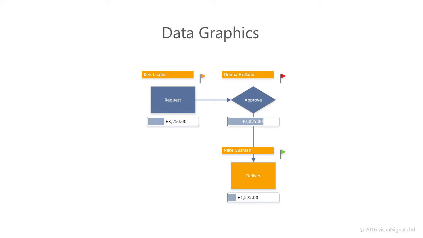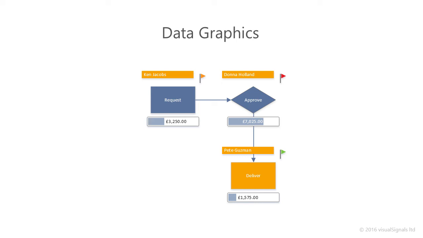Before I move on to a demo for data linking, I'm going to have a quick look at data graphics, which go very much hand in hand with linked data to shapes. Data graphics is another feature that was introduced alongside linked data to shapes in 2007, and like its sibling, is also not available in the standard edition of Visio.